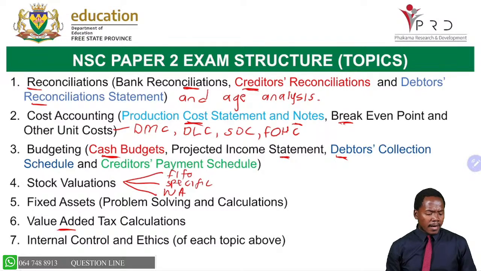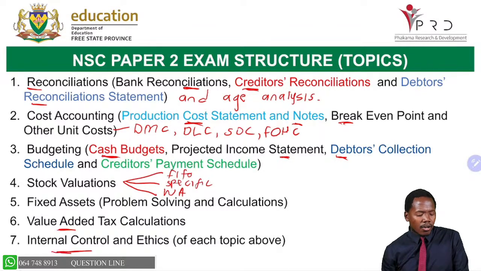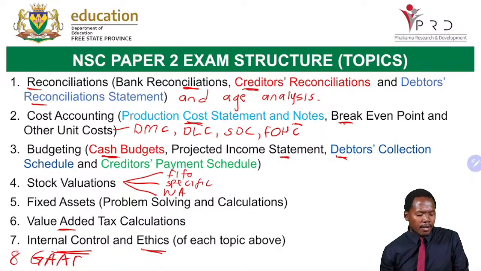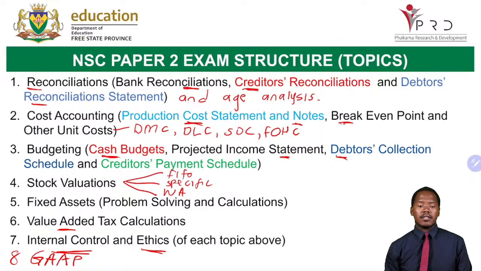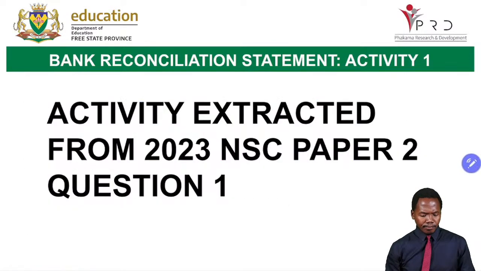Right, and then we expect to see also the internal control, the ethics of each of the topics, and then lastly, you need to prepare your GAAP principles, because there may be GAAP principles integrated in all the topics that we see above. Now, let us look at the next part.